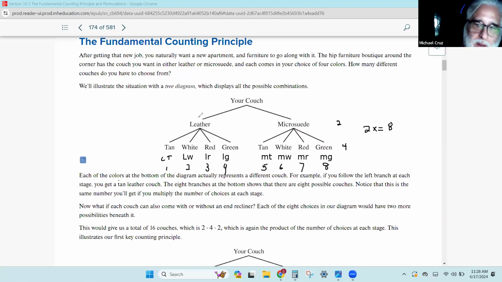By taking the 2 different types in the first group, the finish, the leather versus microsuede, there's 2 of them. Oh, and I should have put 4 here. And then 4 is for the coloring. The coloring is repeated. So that's why you end up with 2 times 4, or 8.